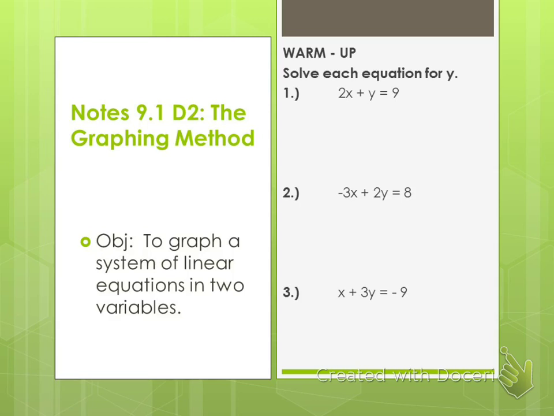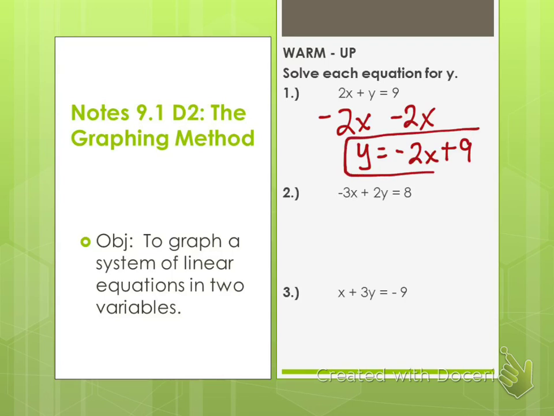Ellie? I subtracted 2x on both sides. Good. Subtract 2x on both sides. That would leave us with just a y on the left. And what is the correct way to write the other side? Negative 2x plus 9. Good. Technically, our directions this time didn't say slope-intercept form, but it's good to keep practicing that since that's what we need today.